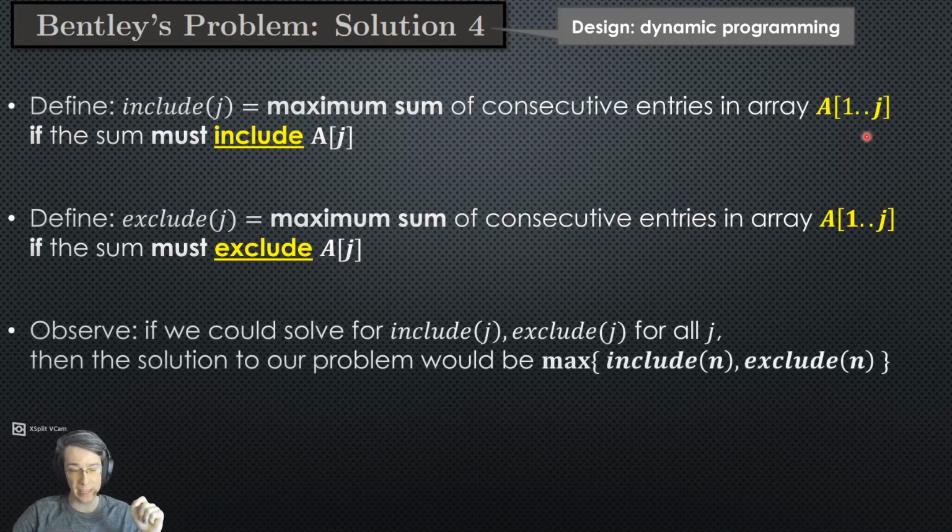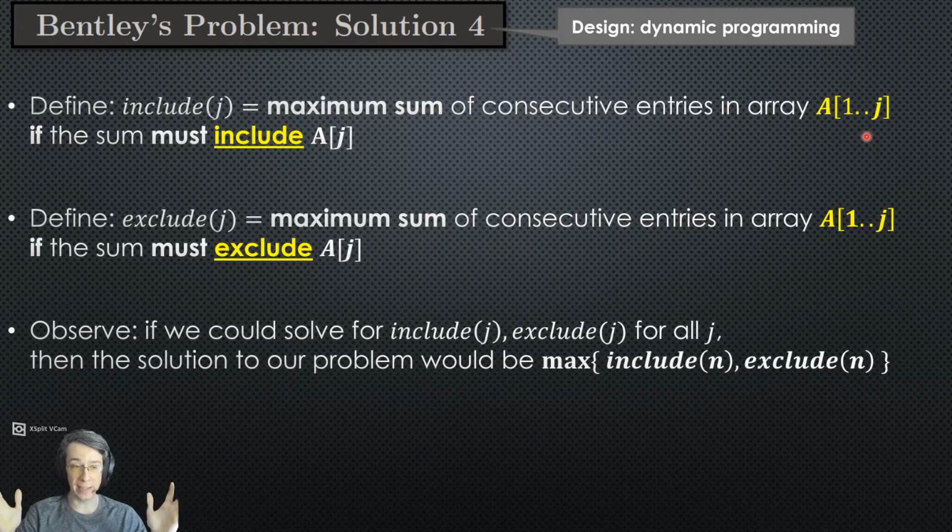Now observe, if we had a way of solving for include j and exclude j for all j, then the solution to our problem would just be the max of include n and exclude n. Because think about it, include n is the maximum sum of consecutive entries in the entire array if the sum must include a_n, the last element. And exclude n is the maximum sum of consecutive entries in the entire array if the sum must exclude a_n. This represents both possibilities, right?